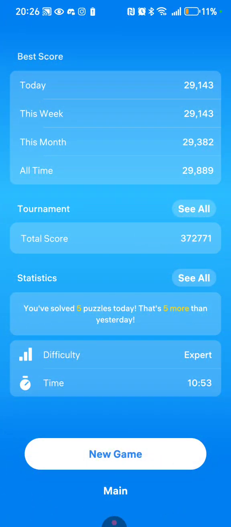Anyway, so yesterday I didn't want to do puzzles. Today I'm doing puzzles.